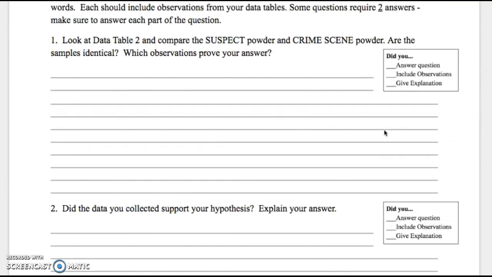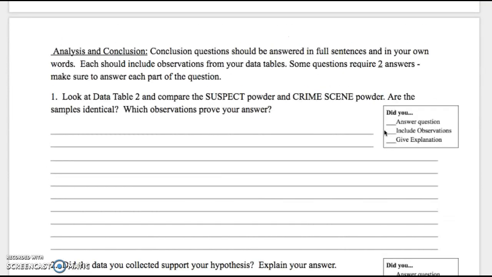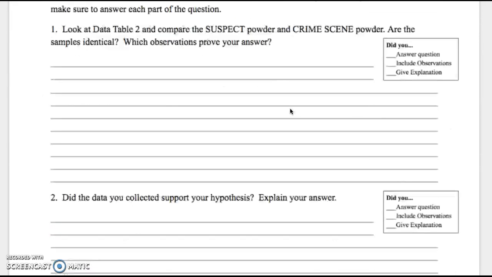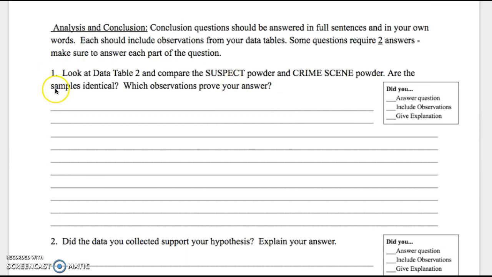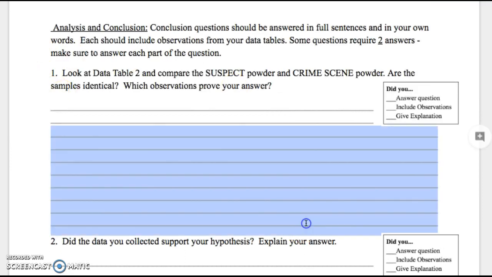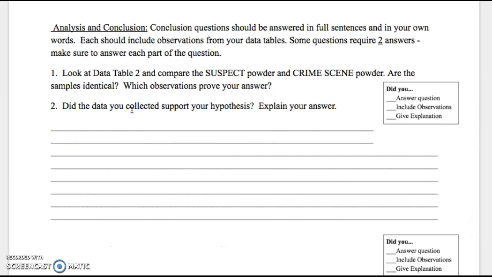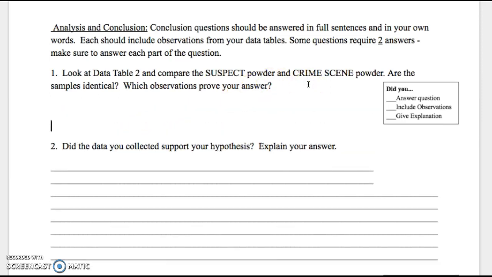Okay. Now, here is where you are going to write your analysis and conclusion questions. What you're going to see here is that we ask you some questions about all of these different things that you wrote down. So the first question I want to go over with you. Okay. So it talks about the suspect and the crime scene powder, and are they identical?